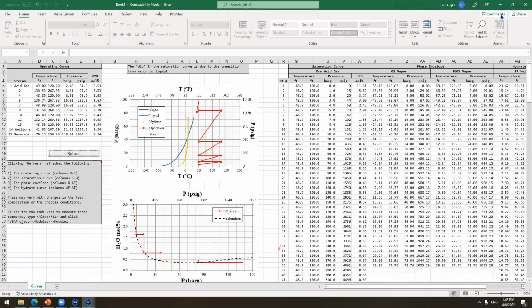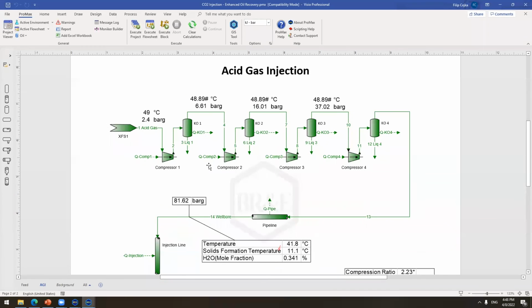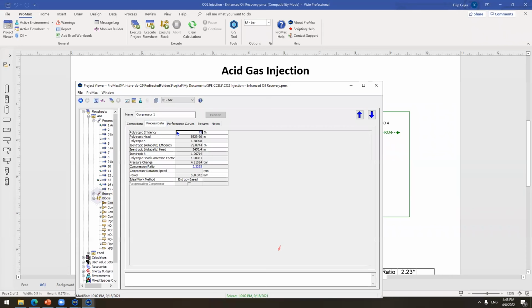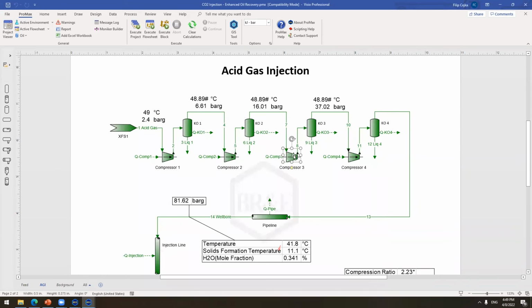So if I go back to the model, your acid gas will go to the first compressor. And if I click on the compressor, it's very easy, because you just specify the polytropic efficiency, or you can use performance curves. So let's say you know your compressor, your vendor is going to give you the curves, so you don't need to use a single polytropic efficiency, but you can put in some curves and use them. And then there's the compression ratio, and this compression ratio will be the same for all the compressors. You can use some specifiers and solvers for that.